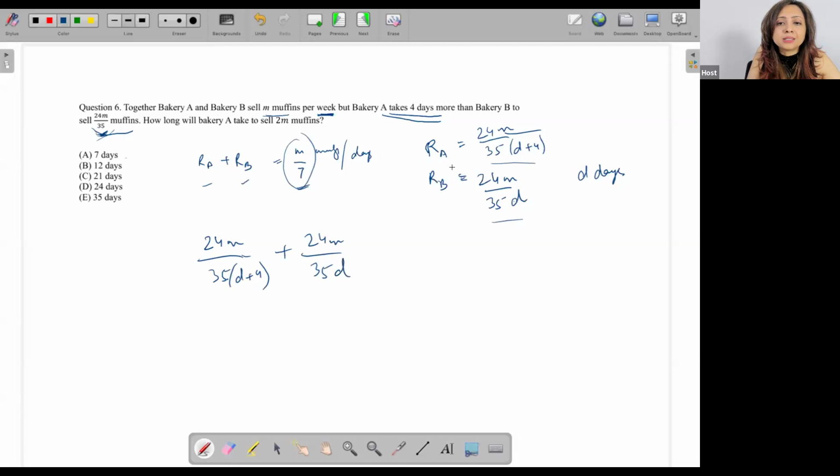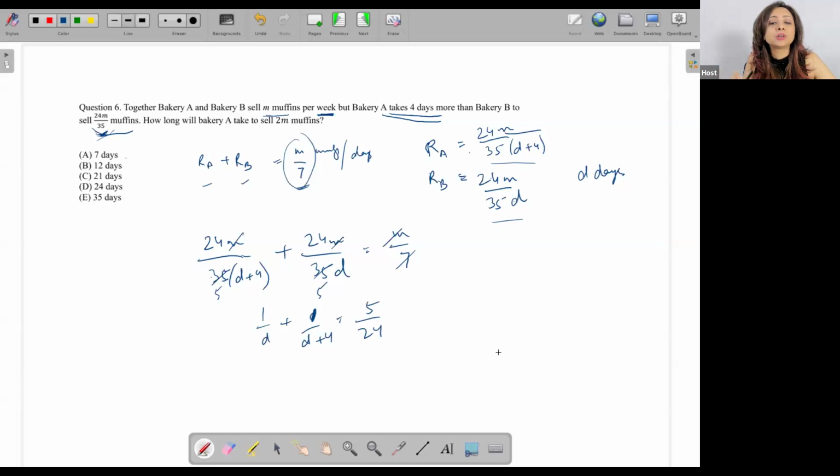24M upon 35D. This is RA and this is RB and it adds up to what? M by 7. Look, my M gets cancelled off. The 7, I'm left with a 5 over here. What do I get? I get 1 upon D plus 1 upon D plus 4 equal to 5 upon 24. Now, if you remember, I have discussed in detail that when you have a variable in the denominator, you are not going to cross multiply and make a quadratic and everything. It will take just far too much time. This is not a complicated fraction that we have on the right hand side.